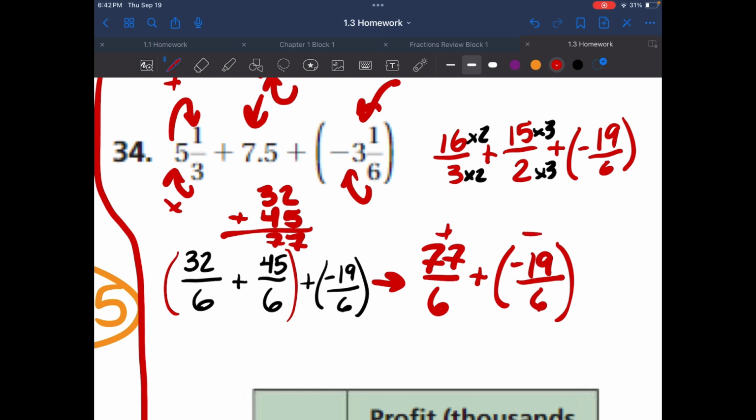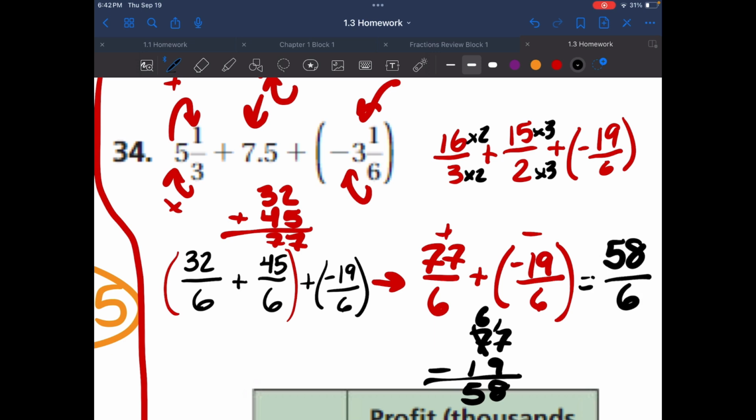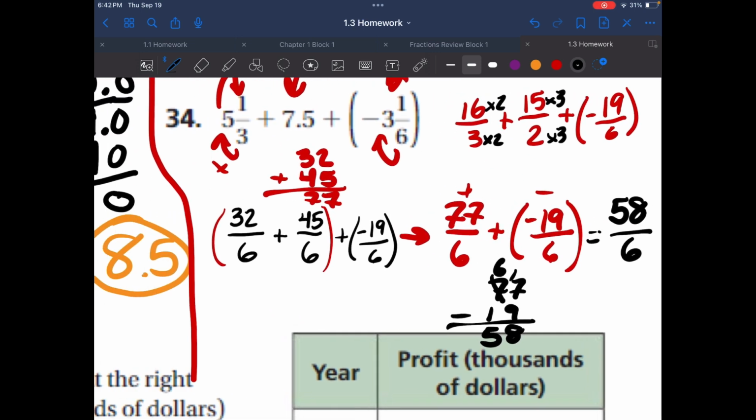I have a positive. I have a negative. We've done this whole rodeo a whole bunch. Opposite signs mean subtract. 77 minus 19. Borrow from my neighbor. 17 minus 9 is 8. 6 minus 1 is 5, so 58. I get an answer of 58 over 6. Remember, 77 over 6 was positive, so my answer stays positive.